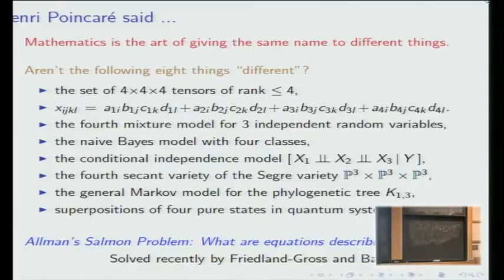In geometry, the fourth secant variety of the Segre variety. The general Markov model in phylogenetics, and then various formulations in physics. So all of these things are the same. So in mathematics, we give the same name to seemingly different things. Now, Elizabeth Allman, who is a mathematical biologist, asked the question, what are the equations that characterize this set?